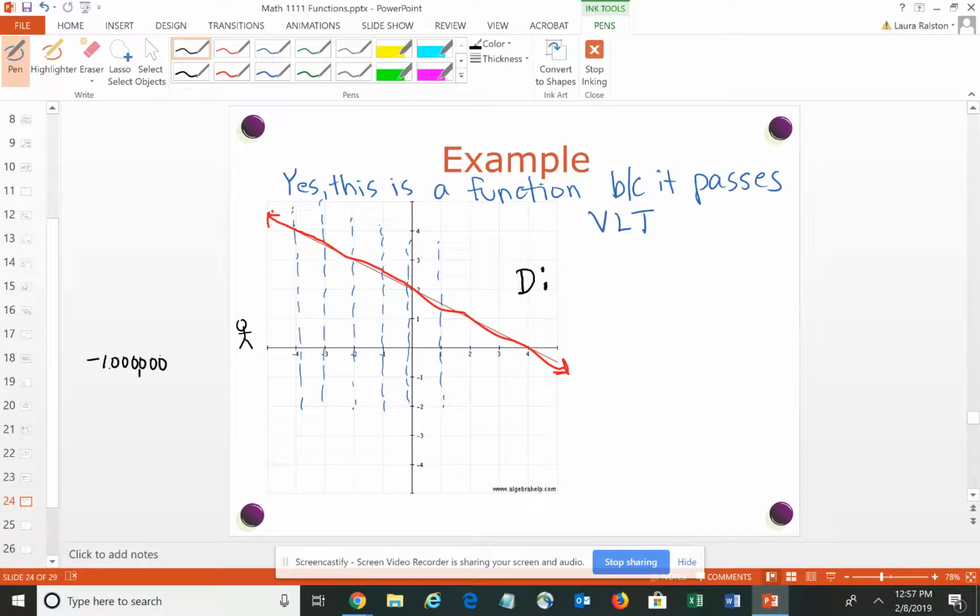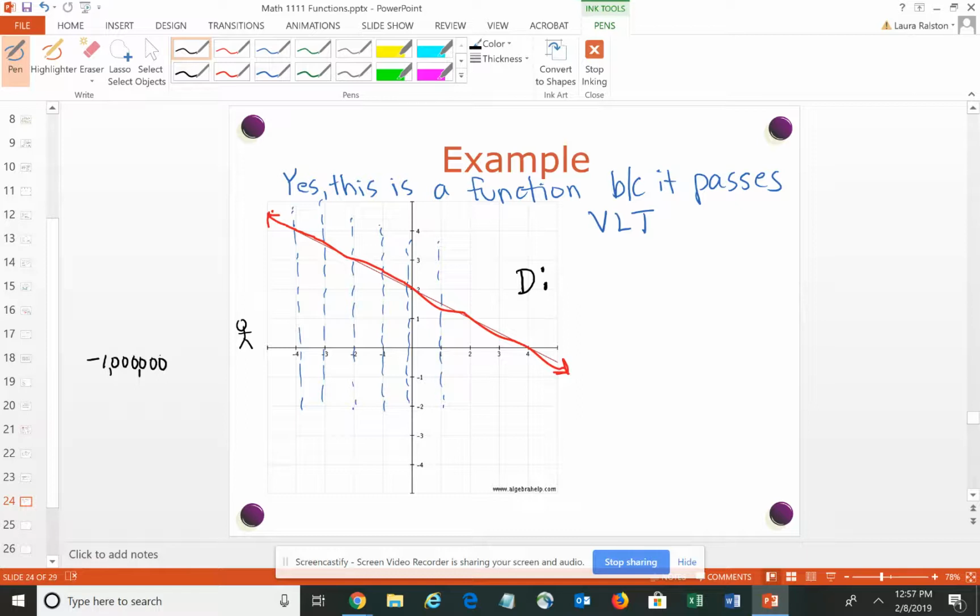Okay? And you want to think about, if you were to look up or down when you're standing there, are you going to actually see that red line? Now remember, that red line's got arrows on the end, and it's going to keep going forever and ever and ever and ever in both directions. So, yeah, I think I would see it if I were standing at negative a million.